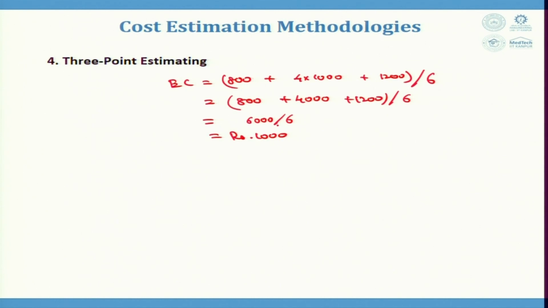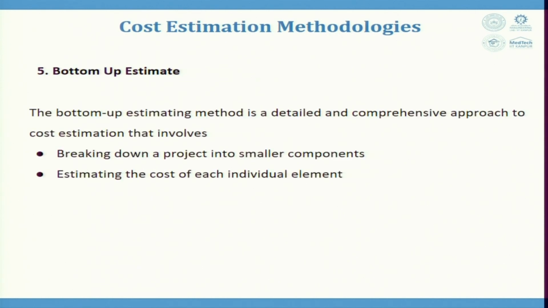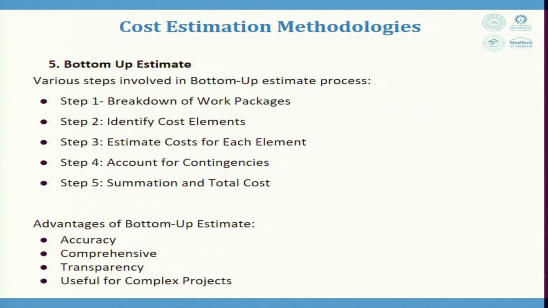So, therefore, the estimated cost for solar lamp using 3-point estimating model is rupees 1000, considering the 3 scenarios, that is the best, most likely and worst cases for transportation and customs delays in rural areas. So, next comes another approach which I talked about in the previous lecture, that is the bottom up approach. Bottom up approach is a detailed and comprehensive approach of cost estimation, because we break down a project into smaller components, then the cost of each individual element is taken into account and we try to estimate the cost for the overall project.